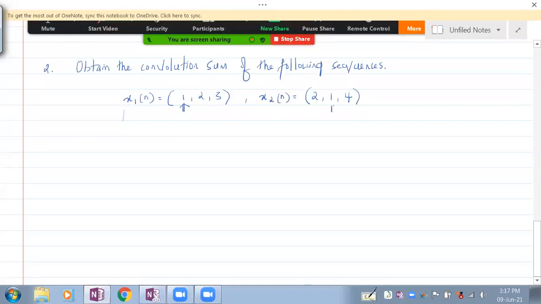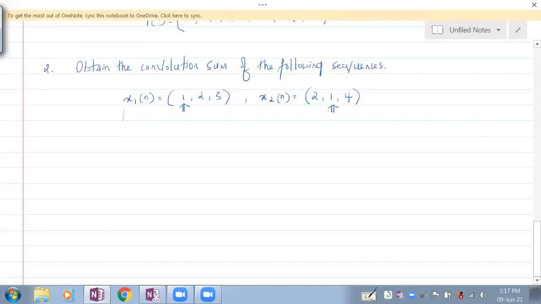Let's have this as our 0th sample. Everybody okay with this particular thing? What I'm saying is we have two sequences, x1 of n and x2 of n. We need to obtain the convolution sum of these two. Now in the first sequence, this is our 0th sample, and in the second sequence, this is our 0th sample. Which means that the first is starting at n equal to 0, and this is starting at n equal to -1.